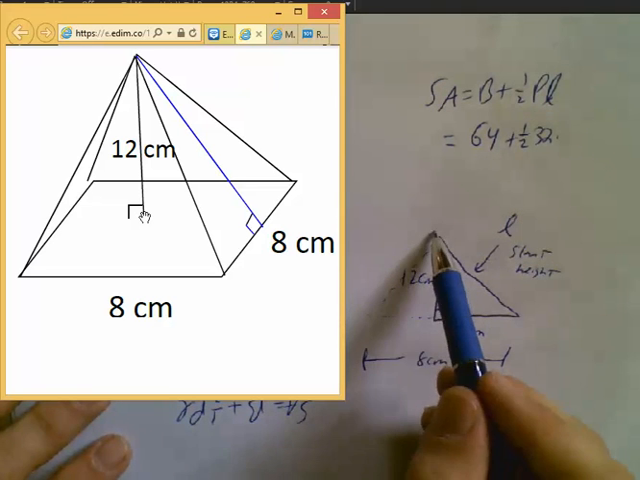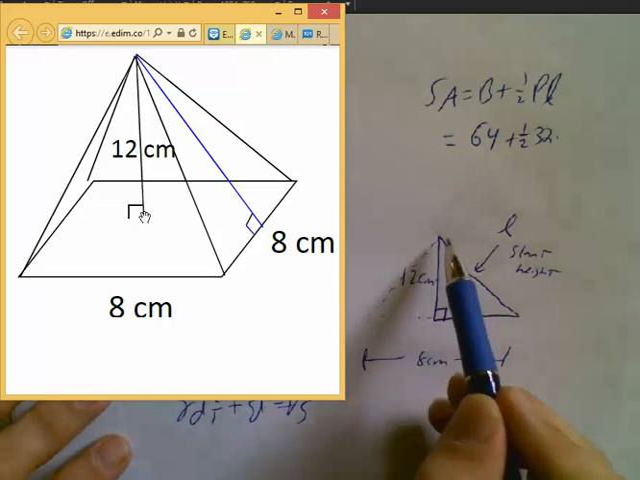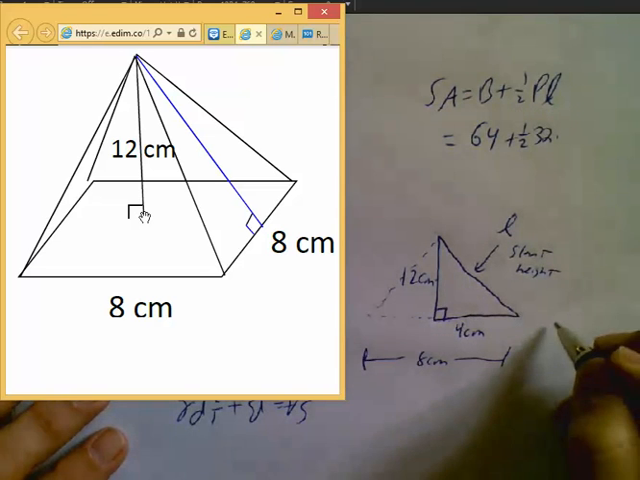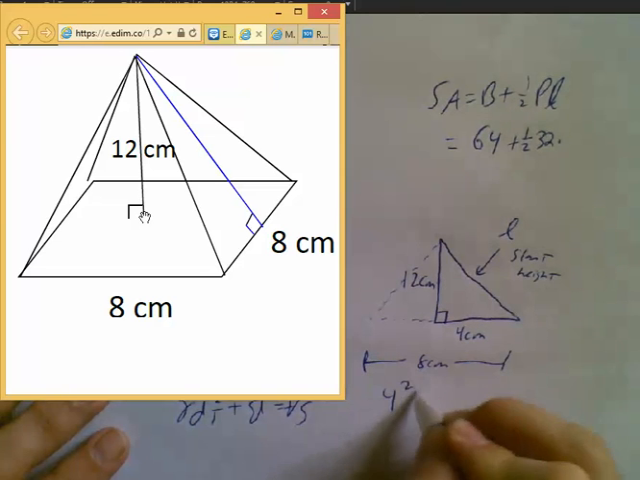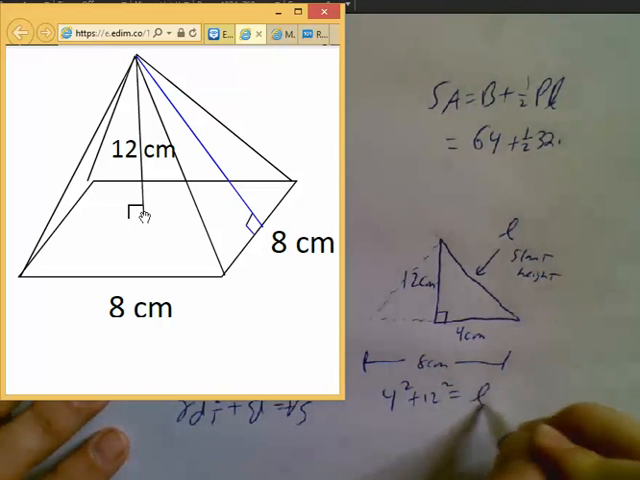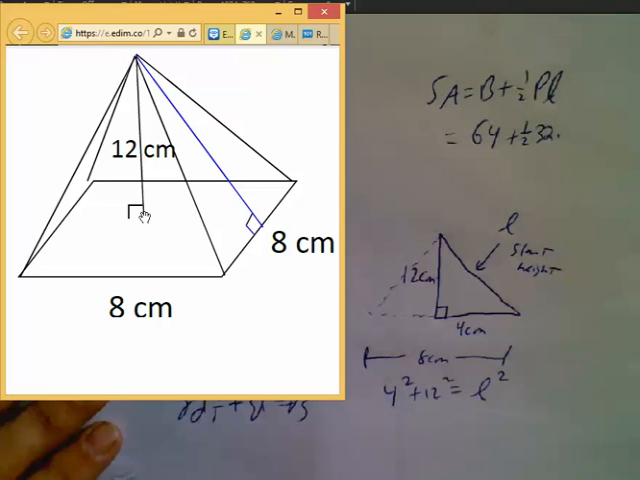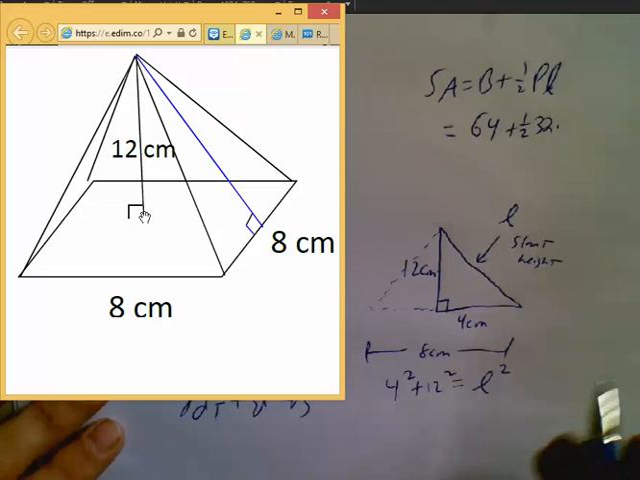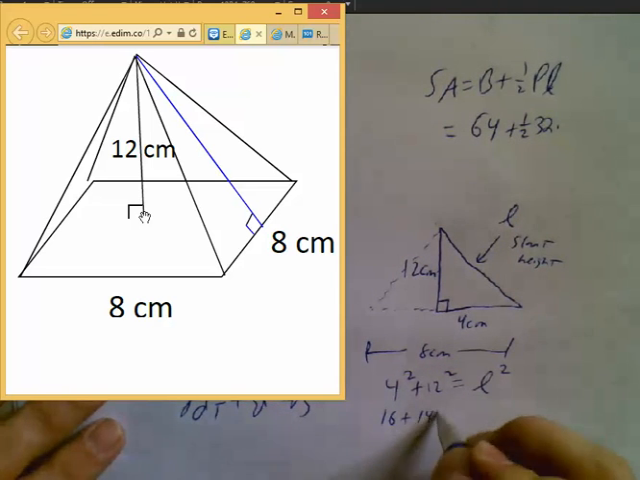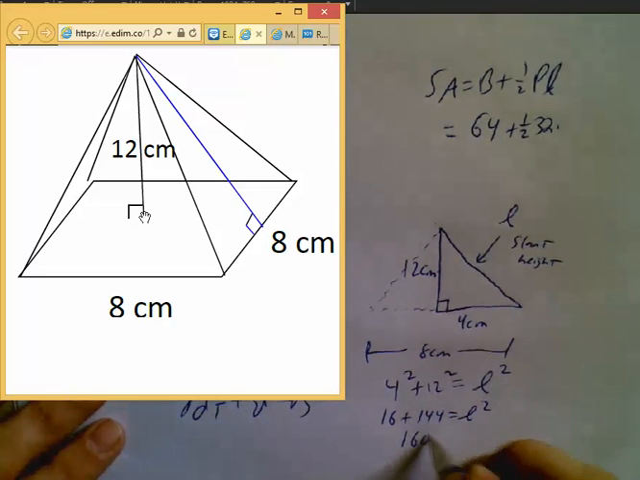I got to use the Pythagorean theorem to figure out that actual slant height. So I'll do that over here. Actually, I'll do it underneath. 4 squared plus 12 squared equals my slant height squared. You can call that x, that's fine, but it's just the slant height, so I'm going to use the same L. So 16 plus 144, that's 160.